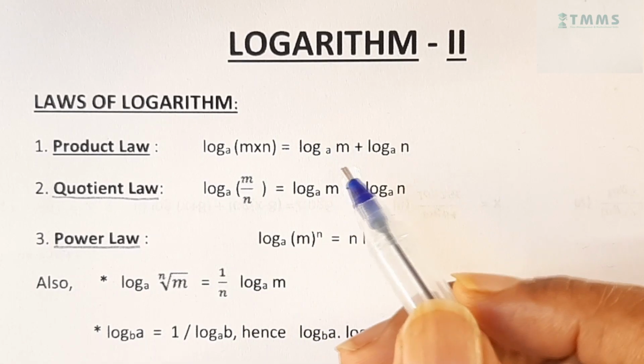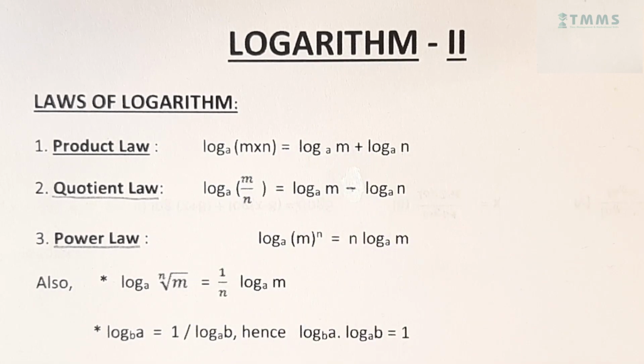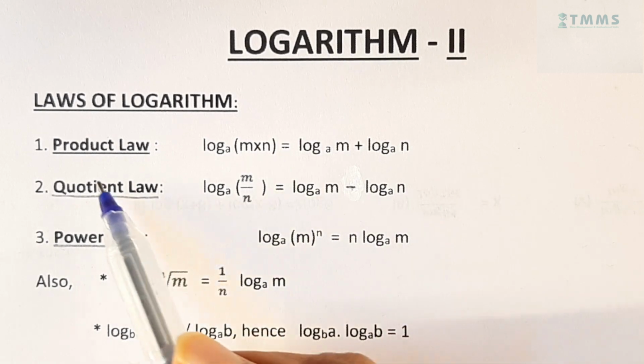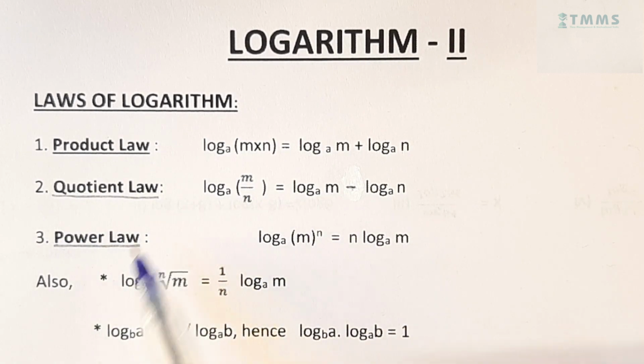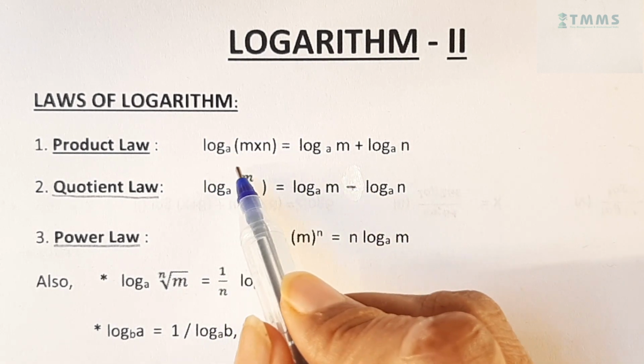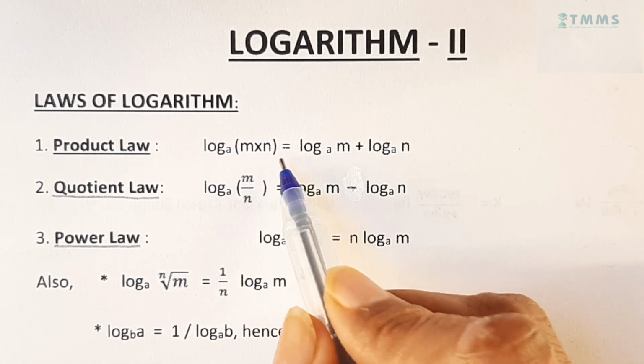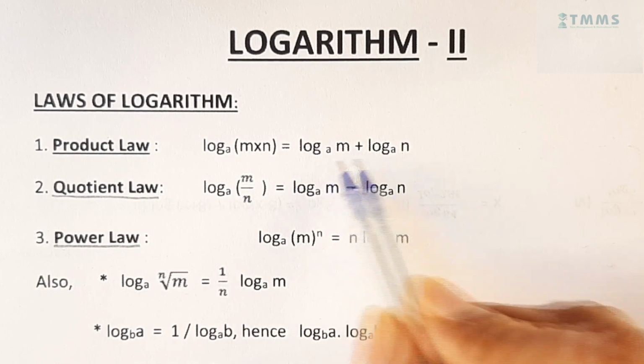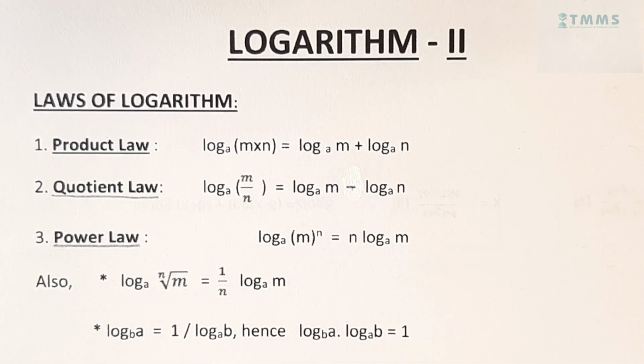Laws of logarithm. Now in this particular unit, we are going to look at all the laws that you have already learned. We have product law, quotient law and the power law. Product law reads like this: log mn to the base a is equal to log m to the base a plus log n to the base a.